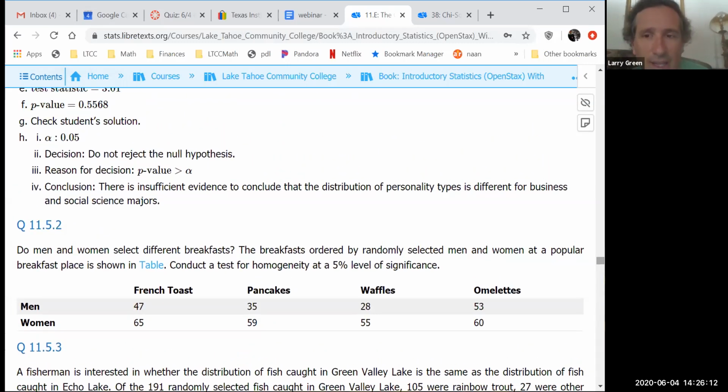Okay, so let's look at 11.5.2. I'm just going to read it out. Do men and women select different breakfasts? The breakfast ordered by randomly selected men and women at a popular breakfast place is shown in the table. Conduct a test for homogeneity at a 5% level of significance. And we have men, women, they can order French toast, pancakes, waffles, or omelets, is what the menu looks like.